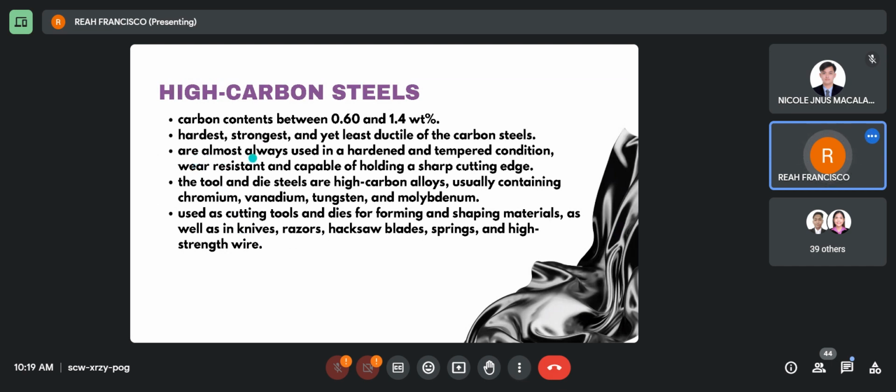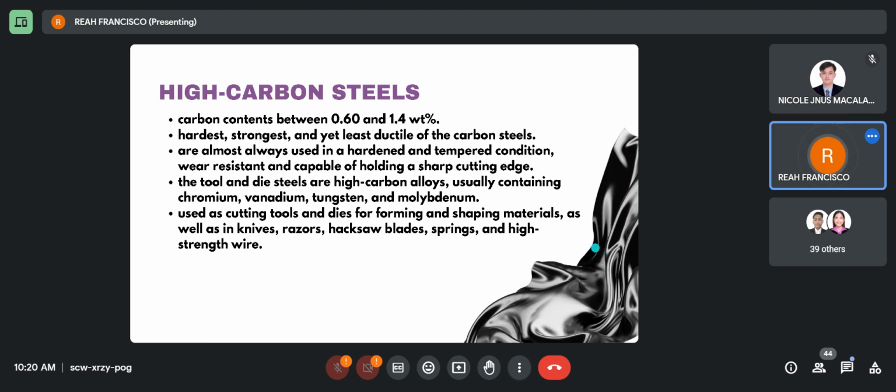And they are almost always used in hardened and tempered condition, wear resistant and capable of holding a sharp cutting edge. The tool and die steels are high carbon alloys usually containing chromium, vanadium, tungsten, and molybdenum. These alloying elements combine with the carbon to form very hard and wear resistant carbide compounds. And these steels are used as cutting tools and dies for forming and shaping materials, as well as in knives, razors, hacksaw blades, springs, and high-strength wire.